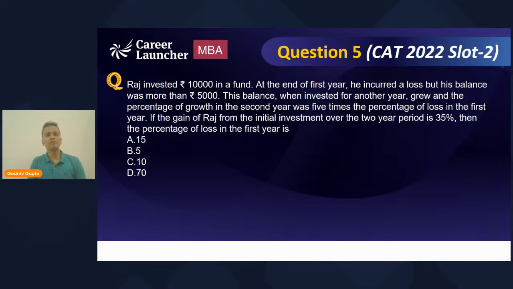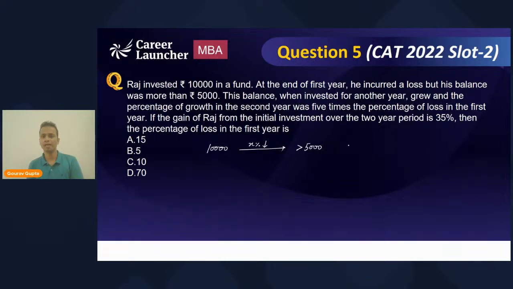Now, Raj invested 10,000 rupees in a fund, and at the end of the year, he incurred a loss. You can assume any value like 10,000, 5,000, or whatever. So he invested 10,000 at the beginning and incurred a loss. Let's say the loss percentage is X percentage. The money reduced by X percentage, and after this, the balance was more than 5,000 rupees. So 10,000 decreased by X percentage, and the balance is more than 5,000 rupees.